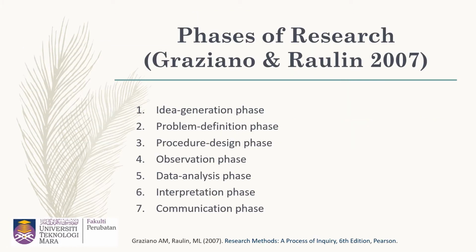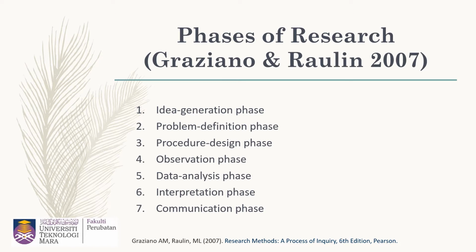Graziano and Raulin have broken down the phases of research into 7 components which are listed here. The process starts with the generation of an idea. Experience or existing research can inspire new research ideas and processes. To explore the idea with the help of scientific research, it has to be clearly defined, and therefore, the problem to be addressed is described in the form of a research question.